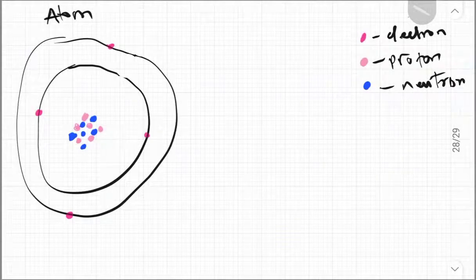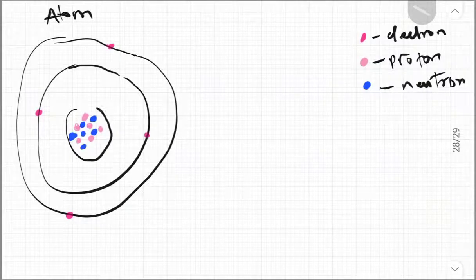Here with me, I've drawn a funny diagram of an atom, and I've color-coded the electron, proton, and the neutron. The pink is for the electron, the blue is for the neutron, and this color, which I don't know the name, is for the proton. What I want to depict here is the stability of an atomic nuclei.